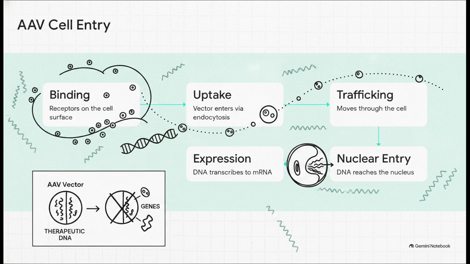Let's track the actual journey of an AAV vector into a cell. First, the engineered viral capsid binds to cell surface receptors. Step 2, it's taken up via endocytosis. Then it traffics through the inside of the cell. Step 4, the genetic material sneaks into the nucleus. And finally, gene expression occurs. But remember, these AAVs are designed as strictly non-replicating vehicles. The viral genes responsible for replication in disease have been intentionally stripped out and replaced with our therapeutic DNA.